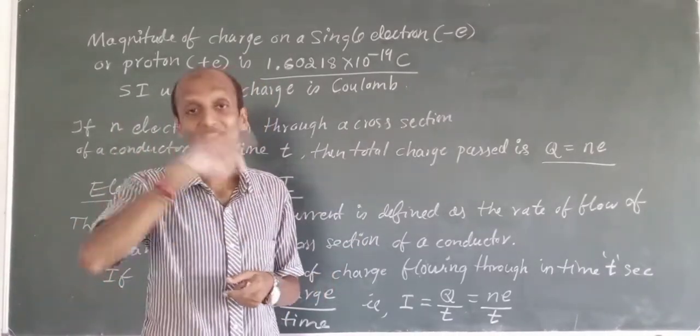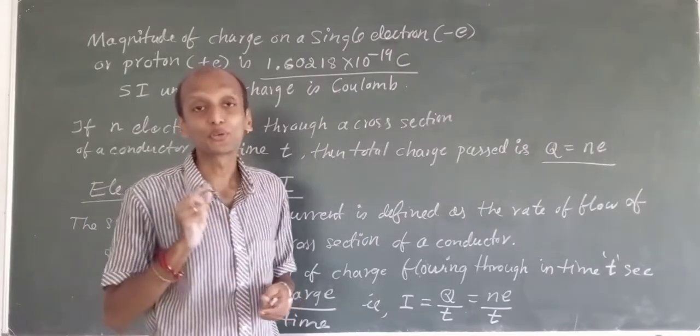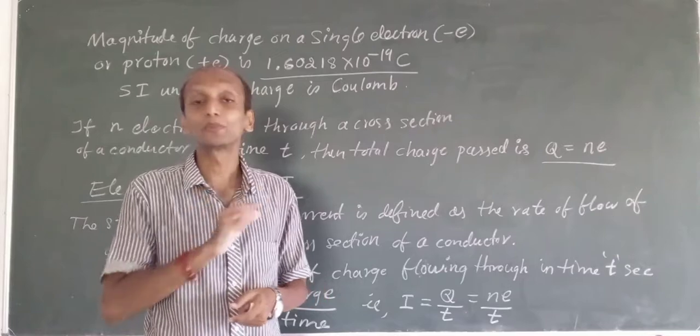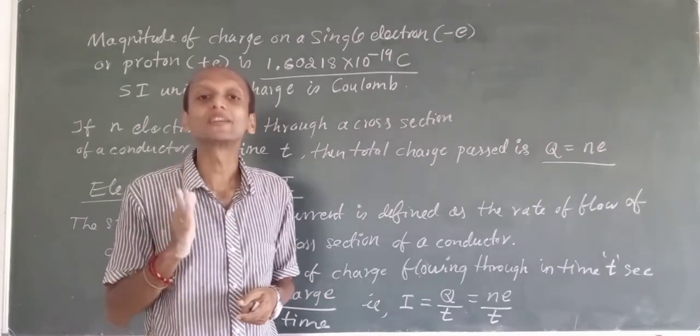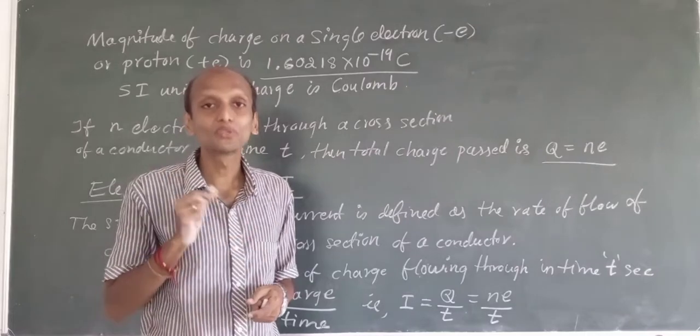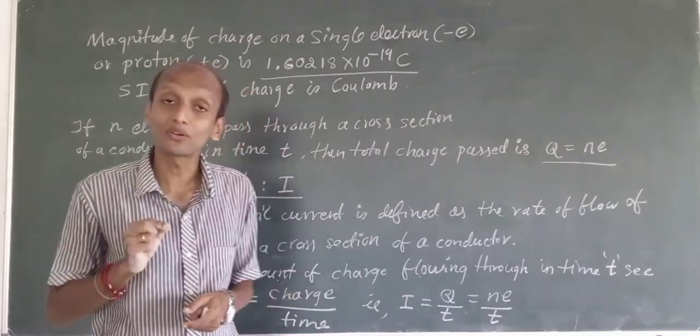That continuous flow of charges will make the current flow, and current always flows in a closed loop. There should not be any cut in between. So there should be a continuous path. That is called as what? Closed loop or closed circuit. We will call it as that.